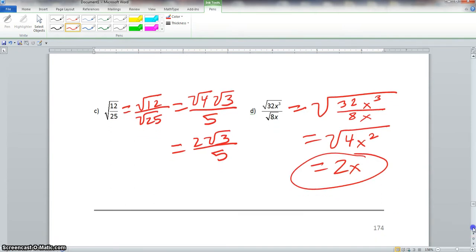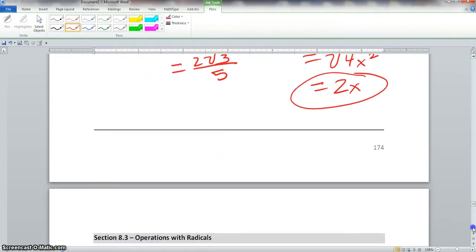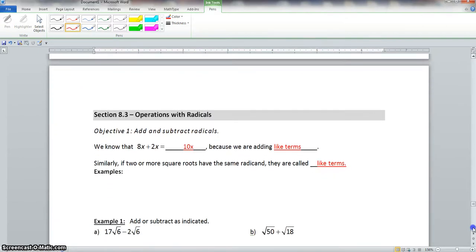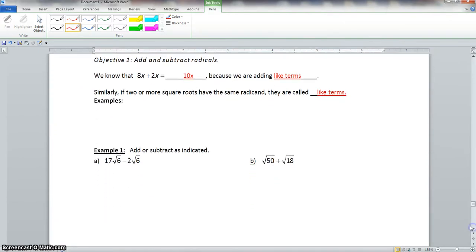Now we scroll on down here. We go to section A3. It says objective 1, add and subtract radicals. We know that 8x plus 2x is 10x because we are adding like terms. Similarly, if two or more square roots have the same radicand, they are called like terms. For example, we had the square root of 6 plus 3 square root of 6.